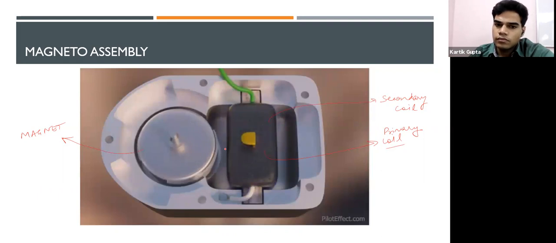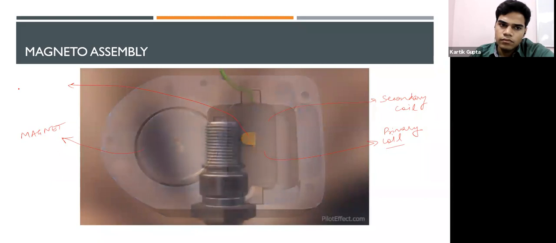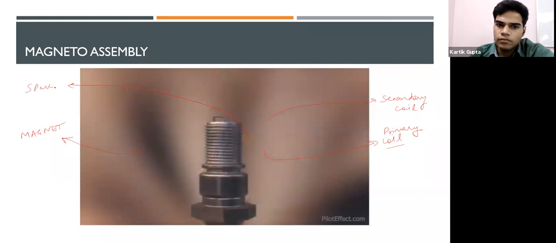This induces a huge voltage spike in the secondary coil, around 20,000 to 30,000 volts. This huge voltage spike leaves the secondary coil through the high voltage tab and goes to the spark plug, where the high voltage drives current across the gap in the spark plug, creating the spark required for ignition.